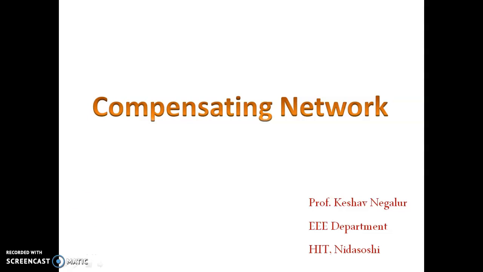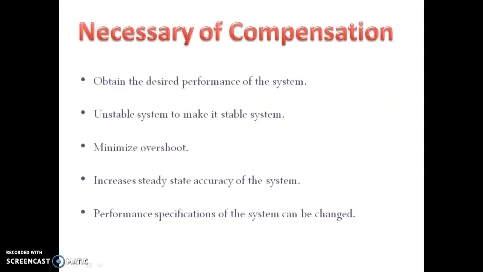So today we are going to discuss compensating networks. So what is the necessity of this compensating network? In order to obtain the desired performance of the system, we use these compensating networks. Compensating networks are applied to the system in the form of feed forward path gain adjustment. We can compensate an unstable system and convert it into a stable system. That is the necessity of this compensation.